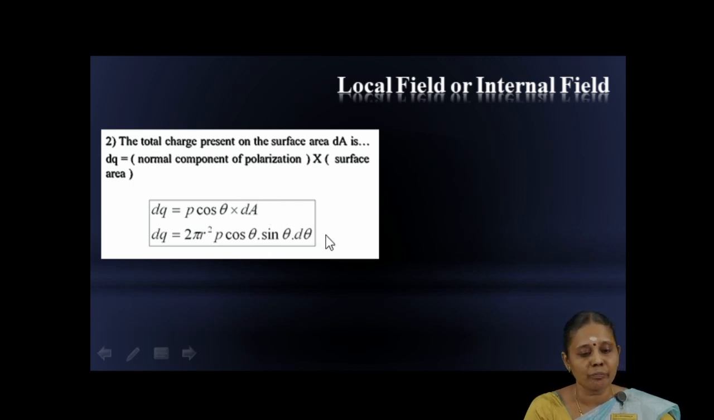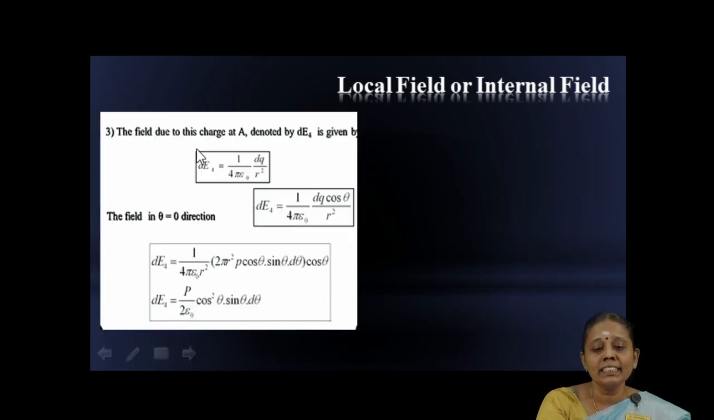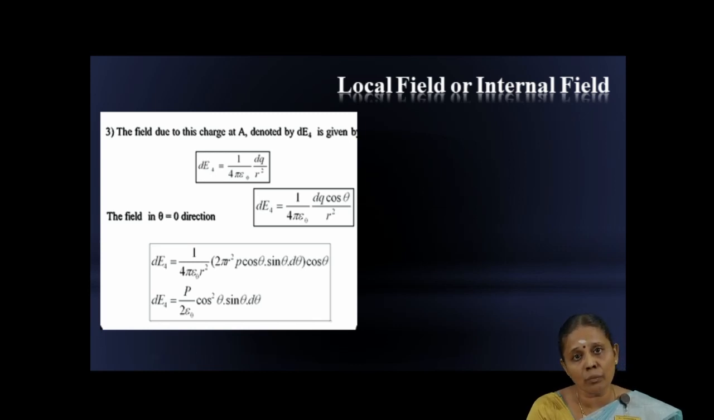Substitute the values. Next, the third part. The third one is that we have to find the change in field intensity, represented by dE4. dE4 is equal to dq by 4 pi epsilon naught r squared. We have two components, cos theta and sin theta. Here in this particular spherical cavity, only the cos theta component is effective. So we take this component alone. Therefore, dE4 is equal to dq cos theta by 4 pi epsilon naught r squared. We already know the value of dq. Substitute the values, then find the value of dE4.